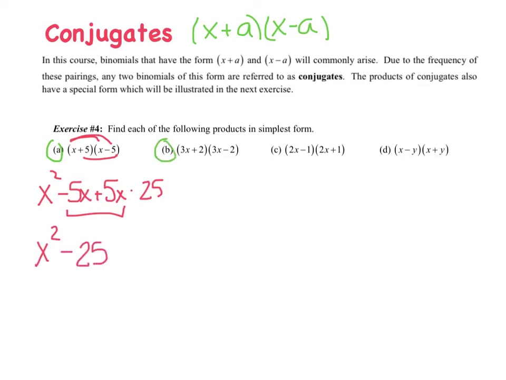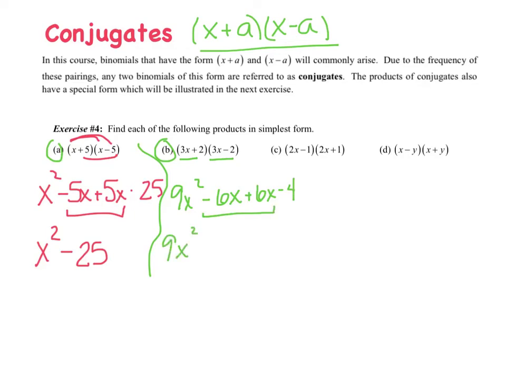Watch the next one, B. Again, I have conjugates. I have 3x plus 2 and 3x minus 2. When they're in that form, those are called conjugates. So I've got 9x squared. I'm going to get a minus 6x and then a plus 6x minus 4. What happens to those middle terms again? You're right, they canceled. 9x squared minus 4. This is a common theme that happens in conjugates.